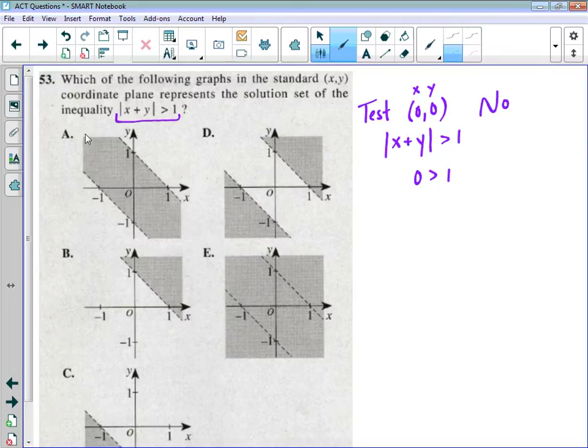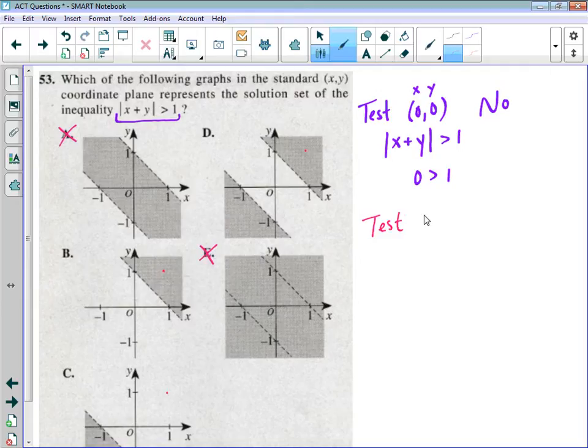So here, 0, 0 is shaded, so that's not the correct answer. Here, 0, 0 shaded, that's not the correct answer. So that kind of narrows it down to a few graphs for you. So at least you could take a guess if you don't have time to finish this problem, or you can keep going. So now I'm going to test the point 1, 1 to see if that'll eliminate these graphs or eliminate this graph.